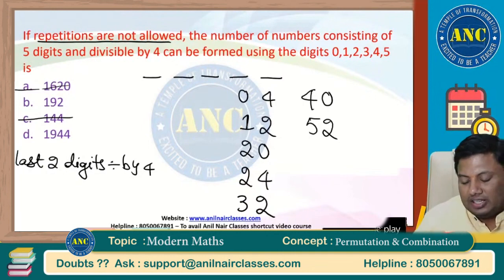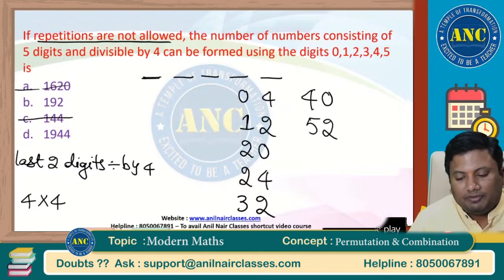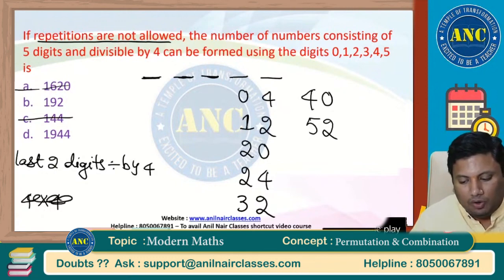3 plus 3, 6. 2 digits are fixed. So these are nothing but 4 into. These can take any of the 4. Out of how many digits are there? 6 digits are there. 2 digits are fixed. Remaining 4. 3 digits are fixed. Remaining 3. I hope it is clear.